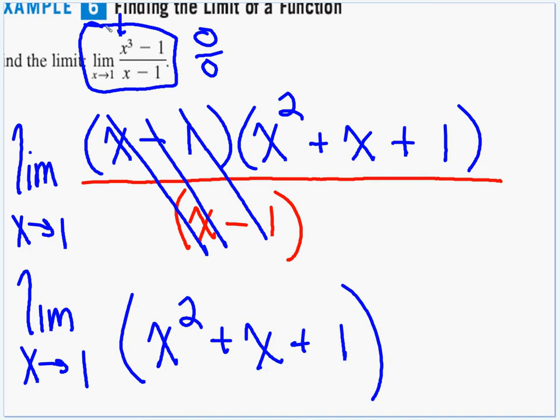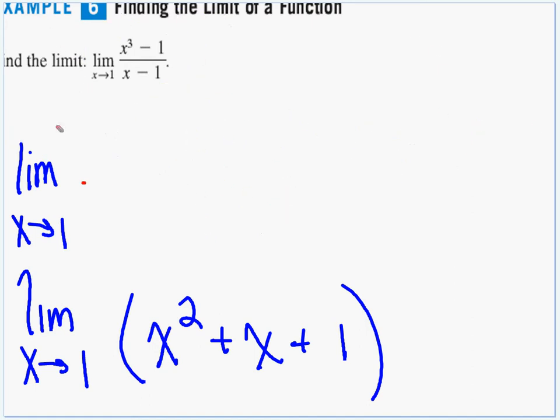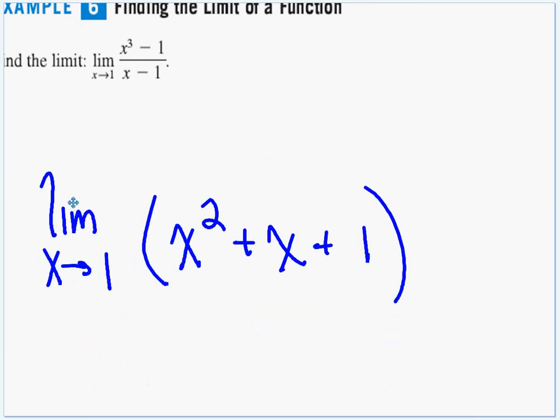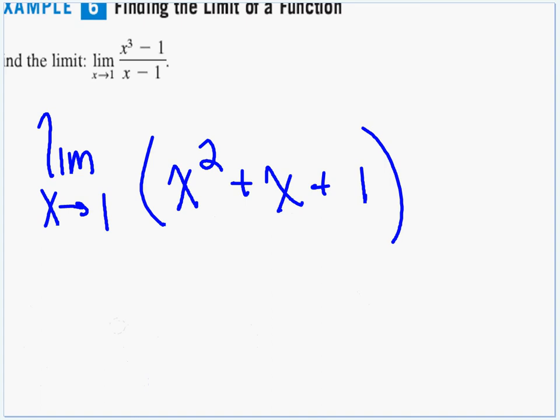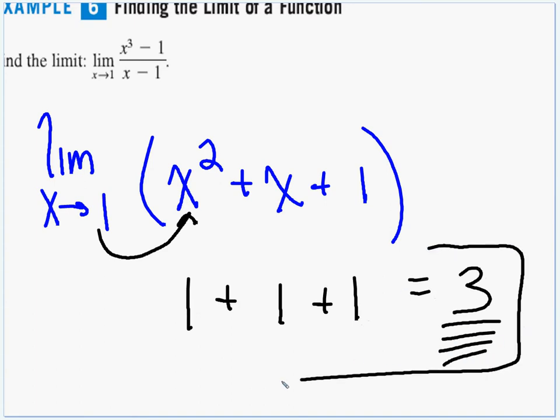All right, so we tried direct sub. It did not work. In this case, we factored and canceled. Let's try direct substitution again, and move this up here. Since this is a polynomial, we had a theorem that guaranteed this is going to work. So the 1 jumps in: 1 squared, plus another 1, plus the 1 at the end. Well, that's equal to 3. So there's our limit. We did not need to make a table of values and estimate the limit.